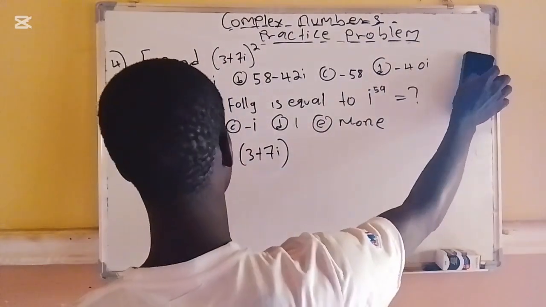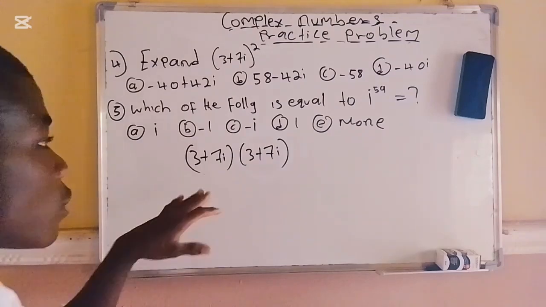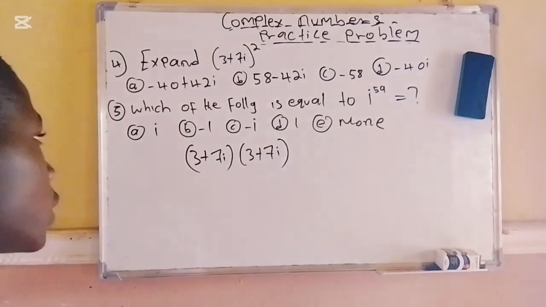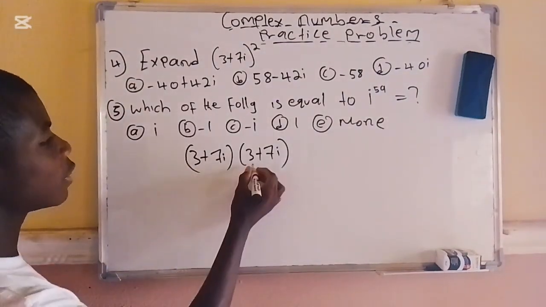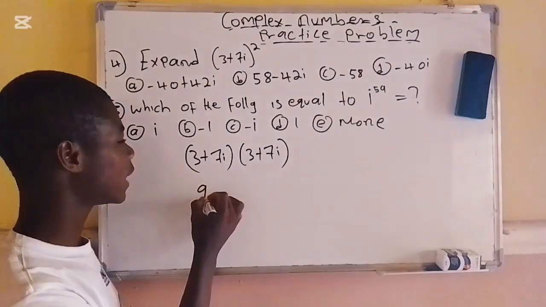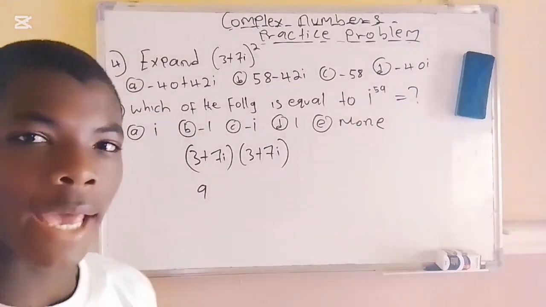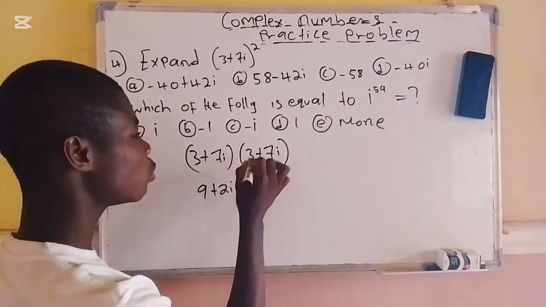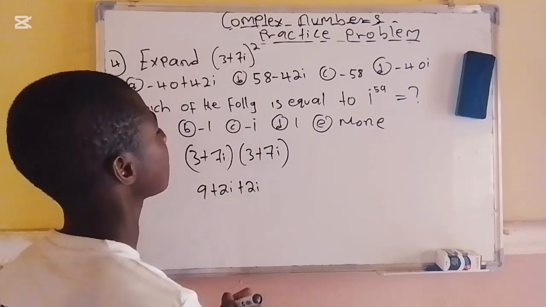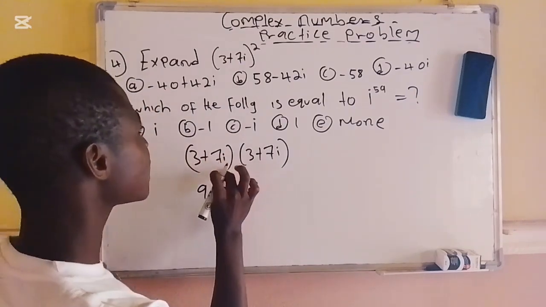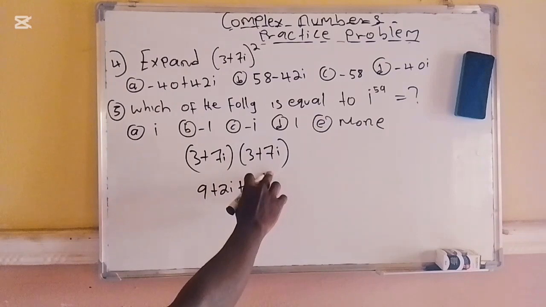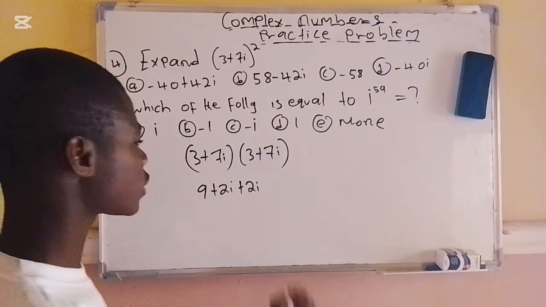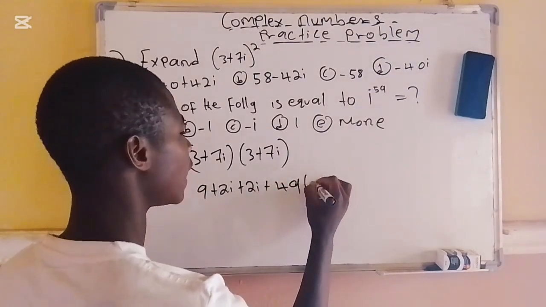Multiply complex numbers. For now, let's use this method, because in the second or third example we use the other method. So if I say 3 multiplied by 3, it will be equal to 9. And 3 multiplied by 7i will be equal to 21i. Again, 7i multiplied by 3 is 21i. Then 7i multiplied by 7i will be equal to 49i squared.